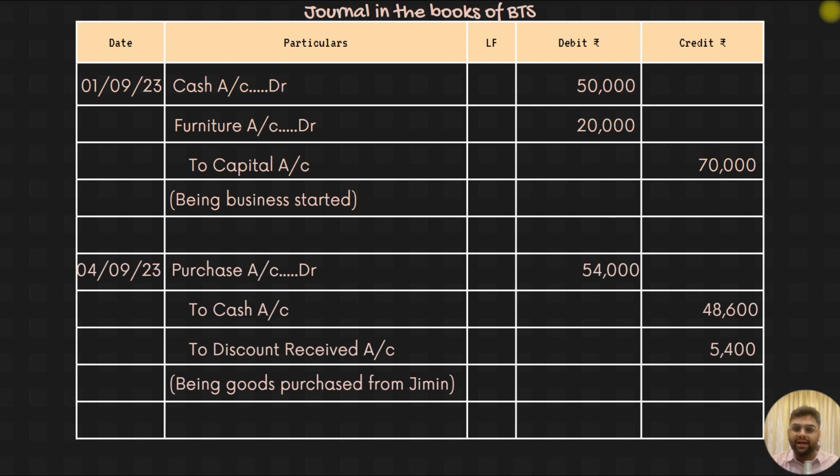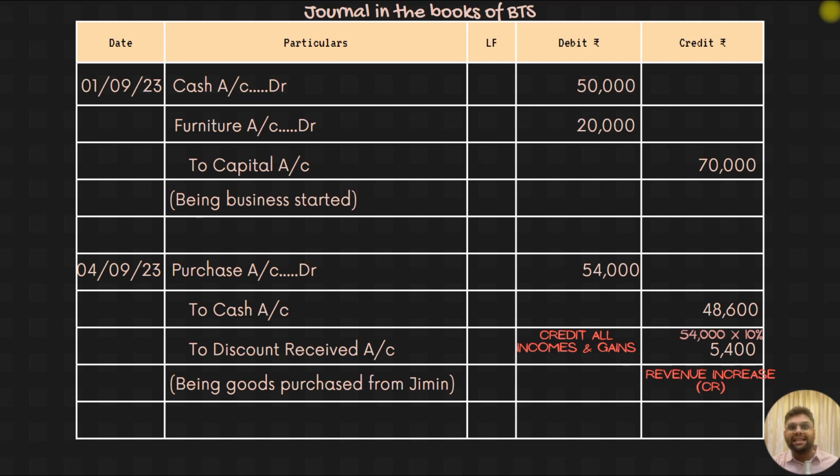Purchase will be debited because debit all expenses and losses, or expense increase is debit. By how much? 60,000 minus 10% trade discount, 54,000. Now, we paid immediately to get an extra 10% cash discount. So discount received is credited by 54,000 into 10%, 5,400. It is credited because credit all incomes and gains, or revenue increase is credit.